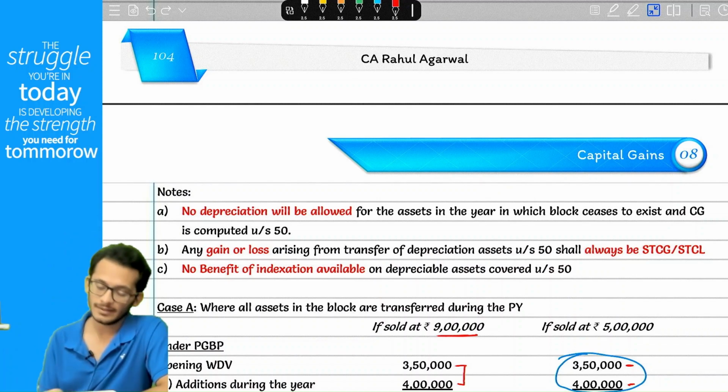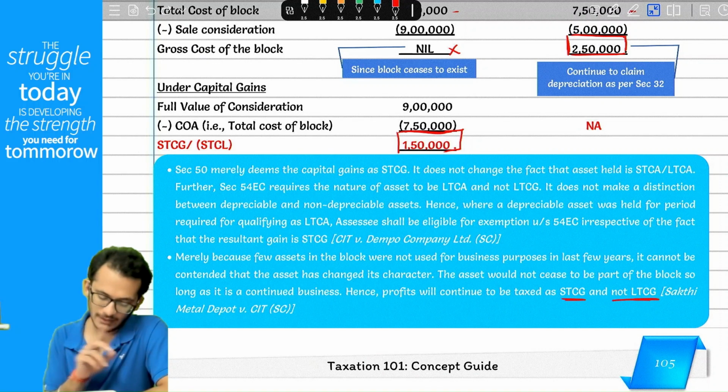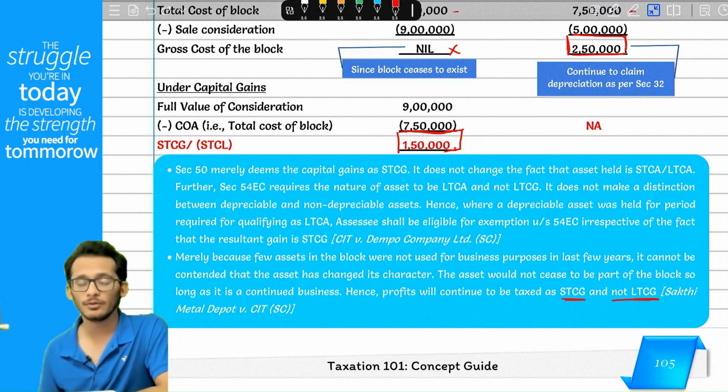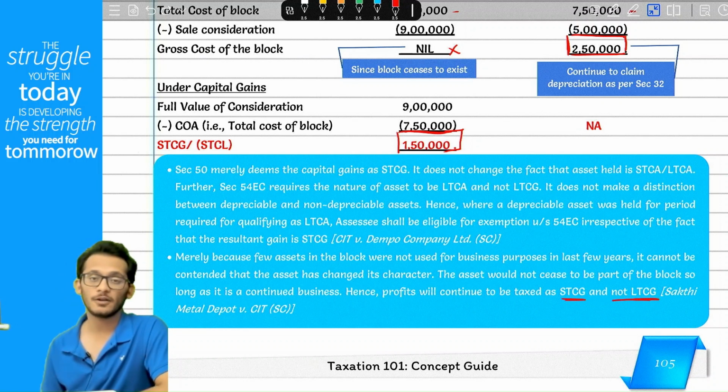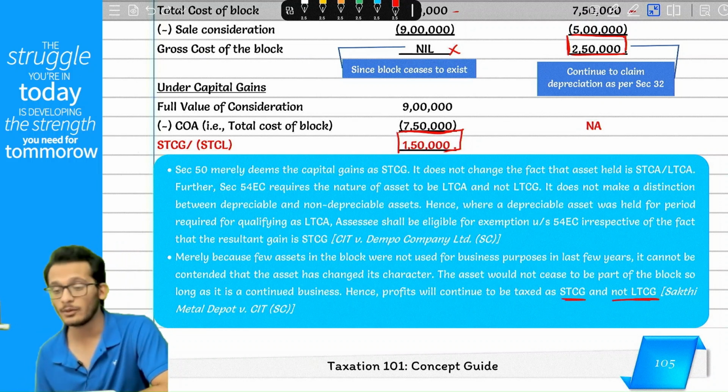After depreciable assets, the provisions are coming and saying merely because free assets in the block are not used for business purposes. Okay, the case law is basically coming and saying that there was a person who did not use the asset for a few years. So he came and said, this is not a depreciable asset anymore. I want to do long-term gains.